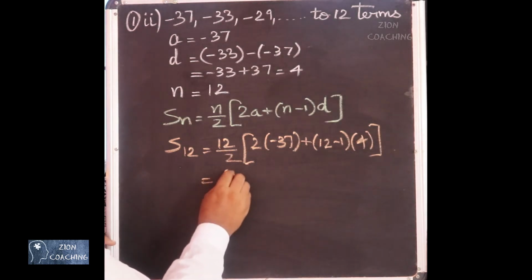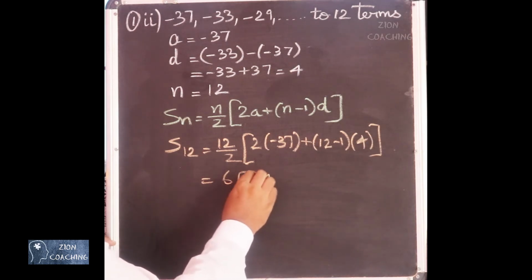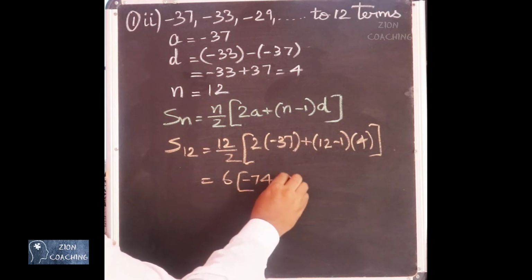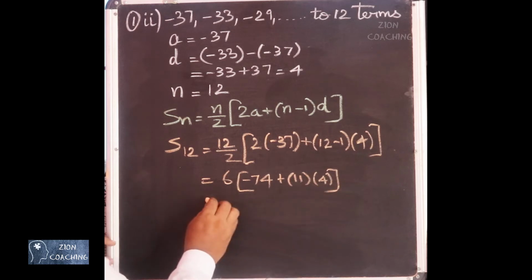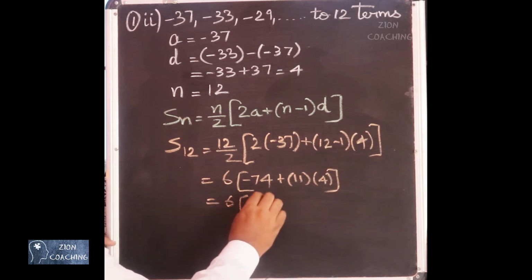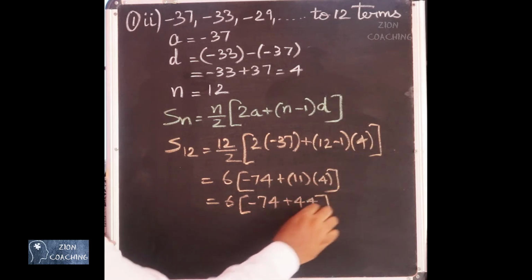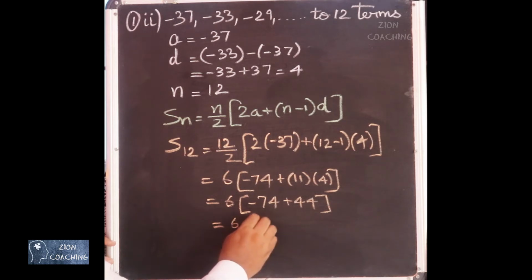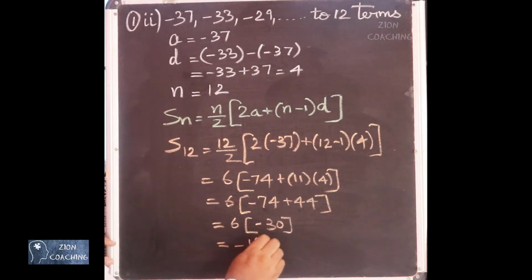So 12 by 2 is 6. 2 into minus 37 is minus 74, plus 11 into 4. So we have 6 into minus 74 plus 44, that is 6 into minus 30. So the answer is minus 180. Sum up to 12 terms is minus 180.